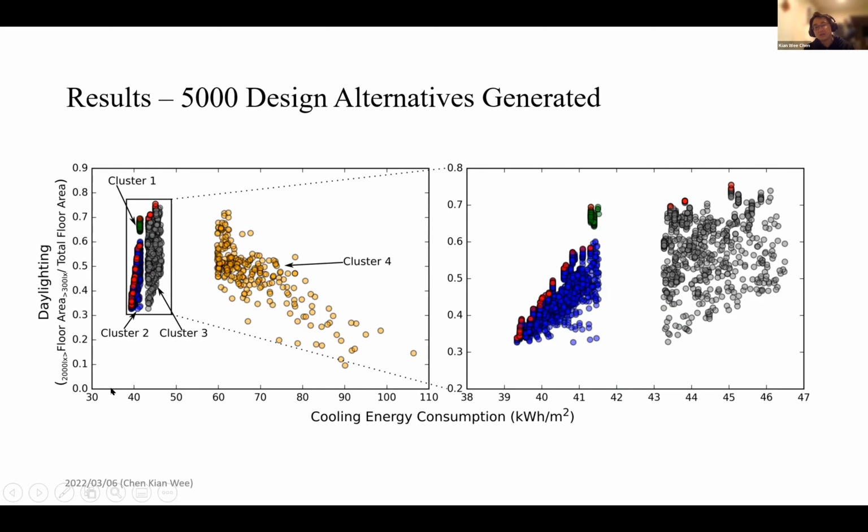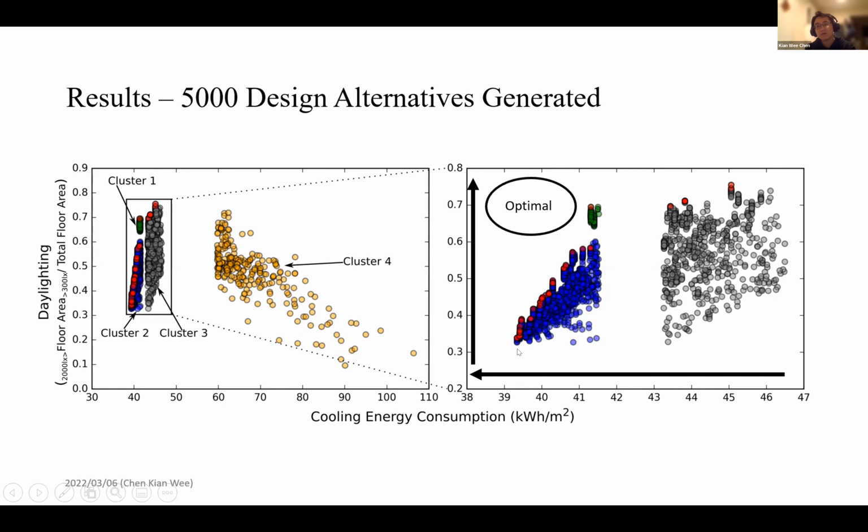And you can see each dot here is a design, and on the x-axis is the cooling energy consumption, and on the y-axis is the daylighting. Daylighting, you're trying to maximize; cooling energy consumption, you're trying to minimize. So you can see the arrow, and this is the optimal region that you want to achieve. You can see from the optimization that it is actually moving towards that, right? So it's trying to optimize to achieve maximum daylighting and minimum energy consumption.